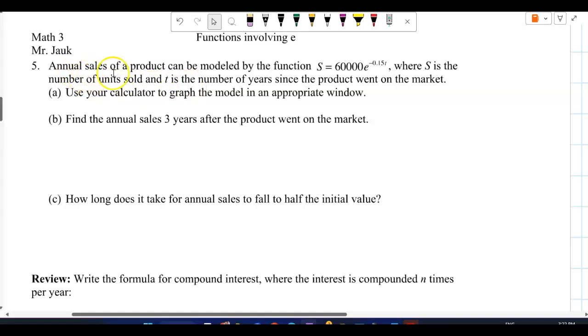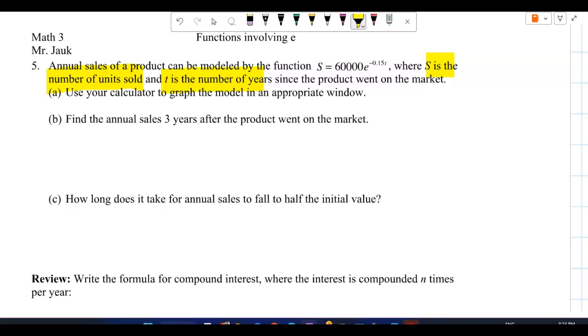Annual sales of a product can be modeled by the function S equals 60,000 e raised to minus 0.15t, where S is the number of units sold and t is the number of years since the product went on the market. Use your calculator to model the graph. So what do we do? Type in your calculator: 60,000.